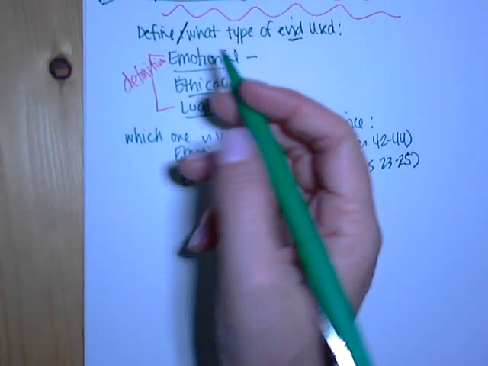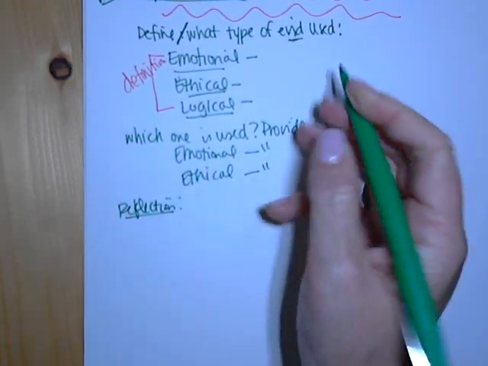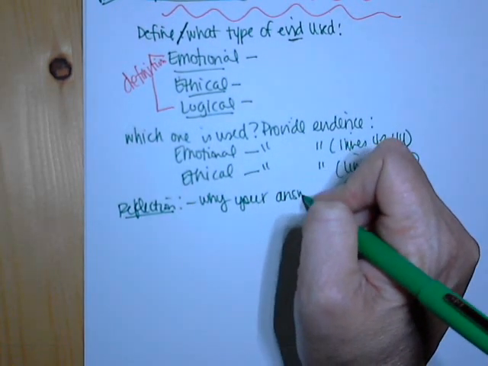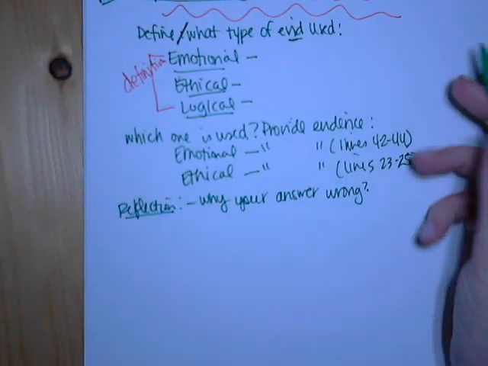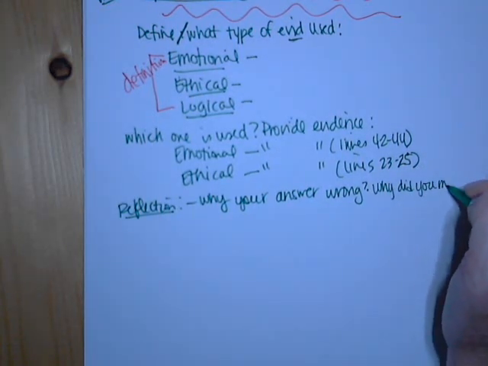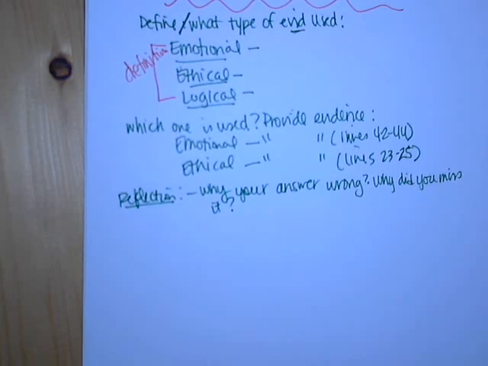Okay. And then at the end, I need a reflection. So basically, you're going to have to tell me why your answer is wrong. Why did you miss it? Right? And I need more than, like, I just stink at these questions. Right? I need more than that. Sorry, I'm making it focused. Okay? So I need more than just that.